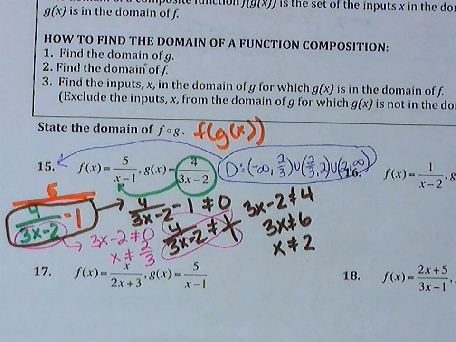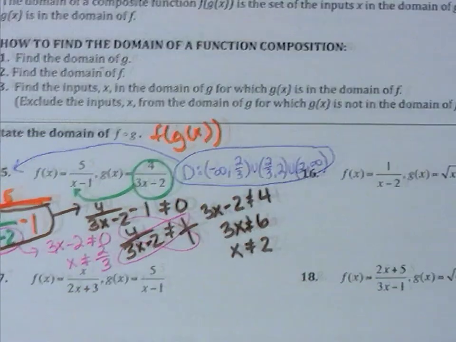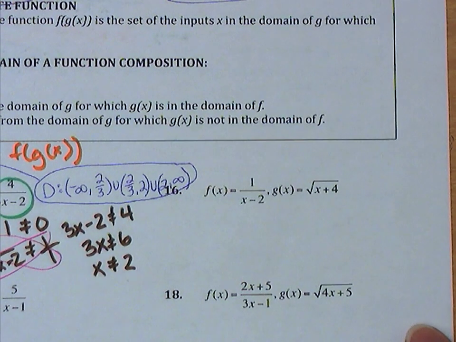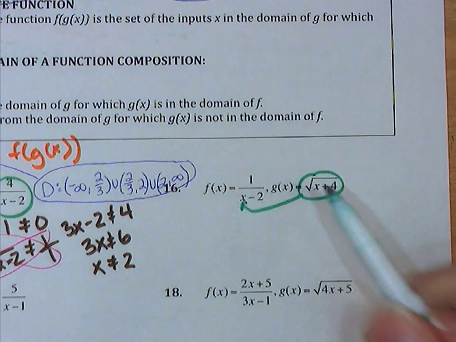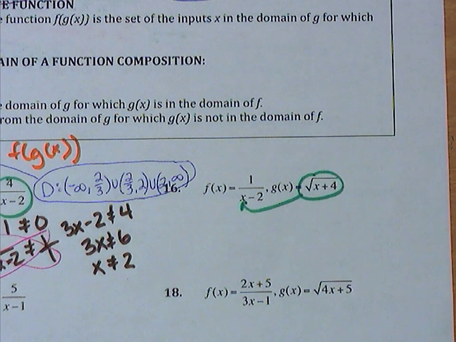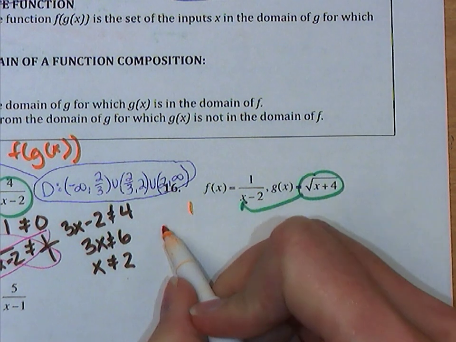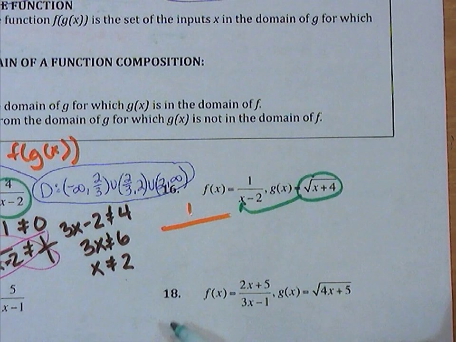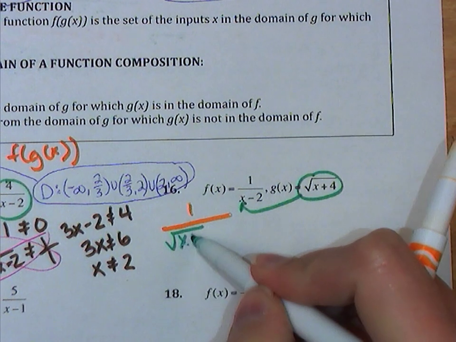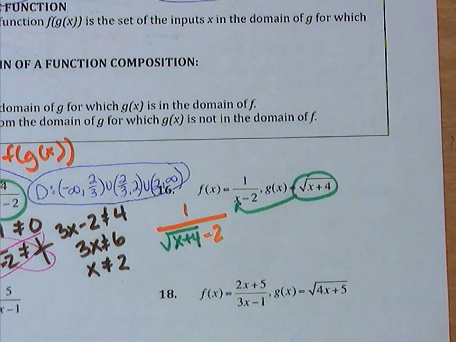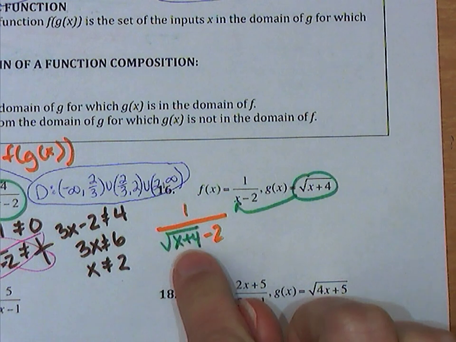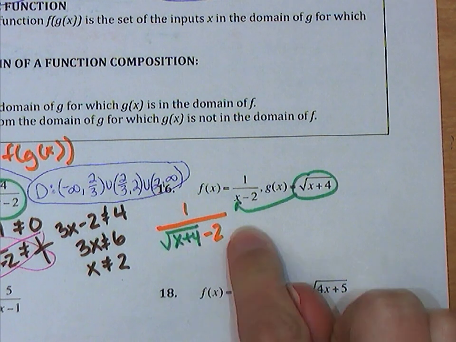Okay, 16 is kind of similar. I just threw an even root in there. So on 16, you're still going to take G of X and substitute it into F of X. So you'll have 1 over square root of x plus 4 minus 2. So this time you have an even root here, and then you have a denominator.